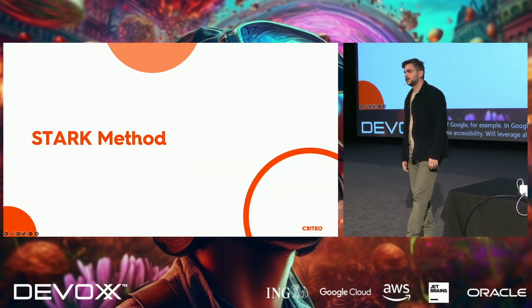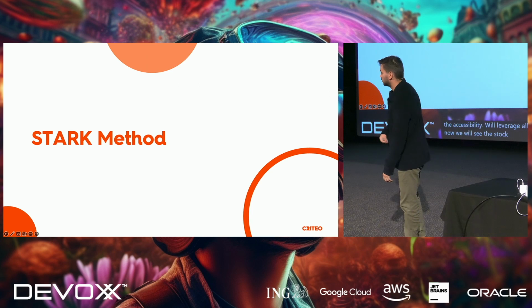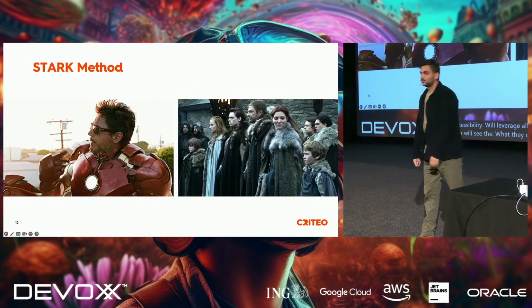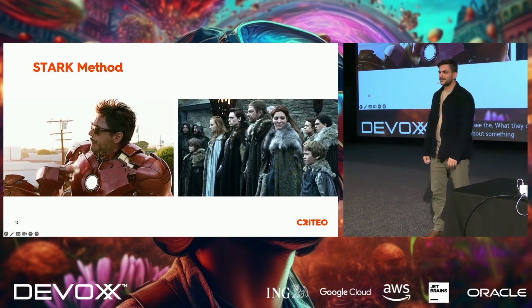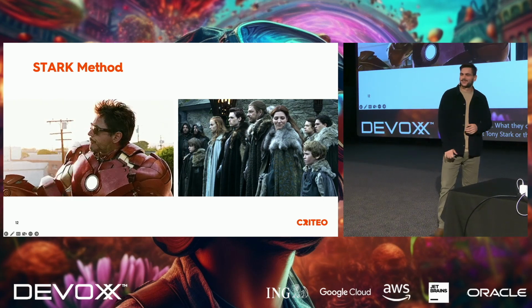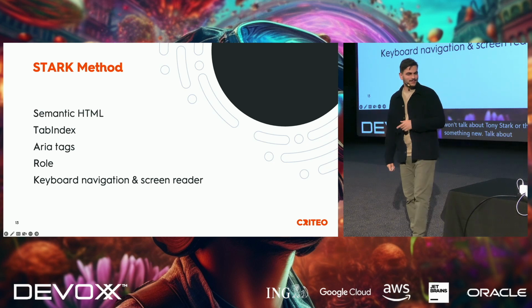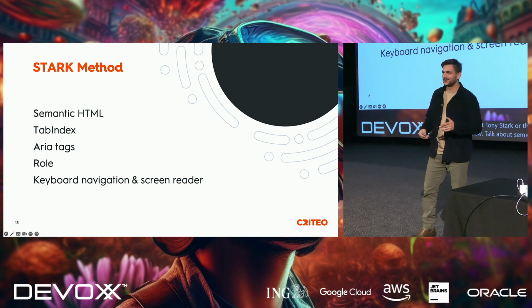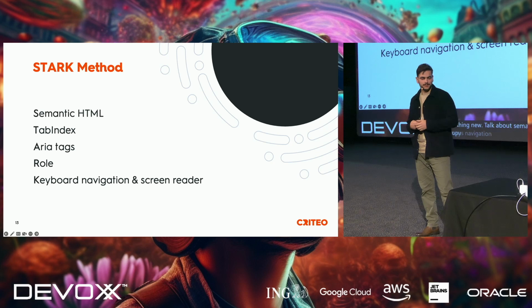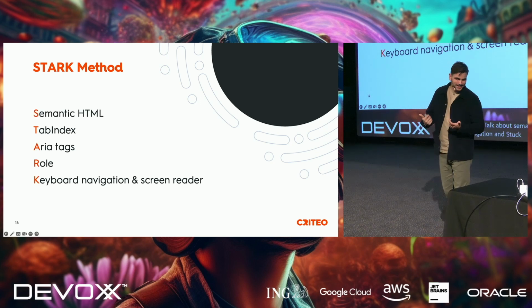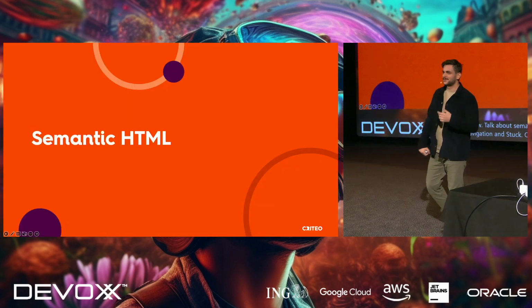Okay, so now we will see what I call the Stark method. Sorry, we won't talk about Tony Stark or the Stark family. We will talk about something way funnier: semantic HTML, tab index, ARIA tags, role, and keyboard navigation and screen reader. Stark. Okay, let's start. So, semantic HTML.